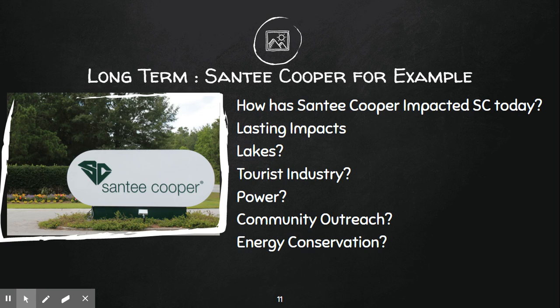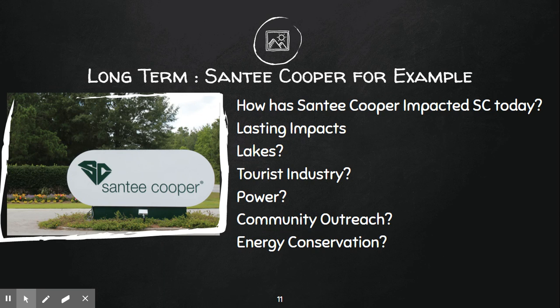Did you know that Lake Moultrie and Lake Marion were created because of Santee Cooper? Did you know that Lake Moultrie and Lake Marion attract a lot of tourists for camping and fishing and whatnot? What about power today? How does Santee Cooper continue to provide power to South Carolina? Does it provide power to residential areas and commercial areas, or is it just one or the other? How has Santee Cooper impacted specific communities today?